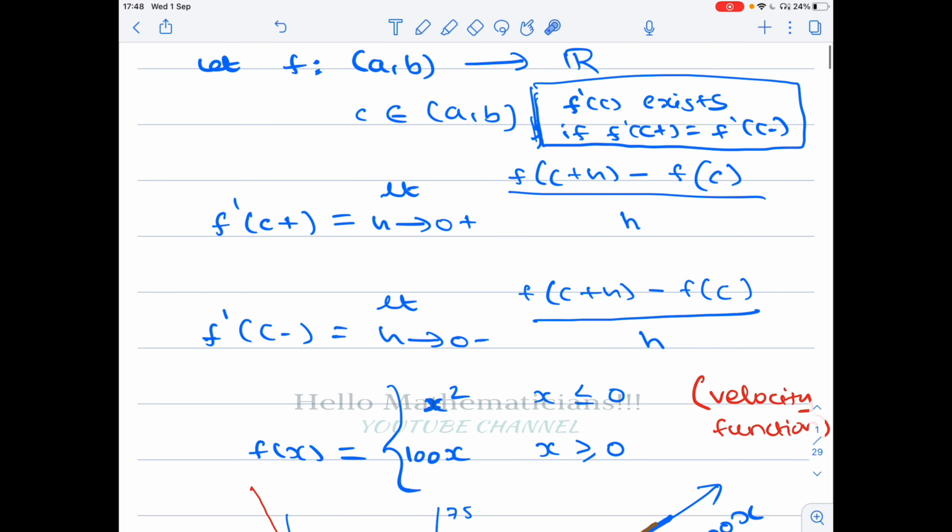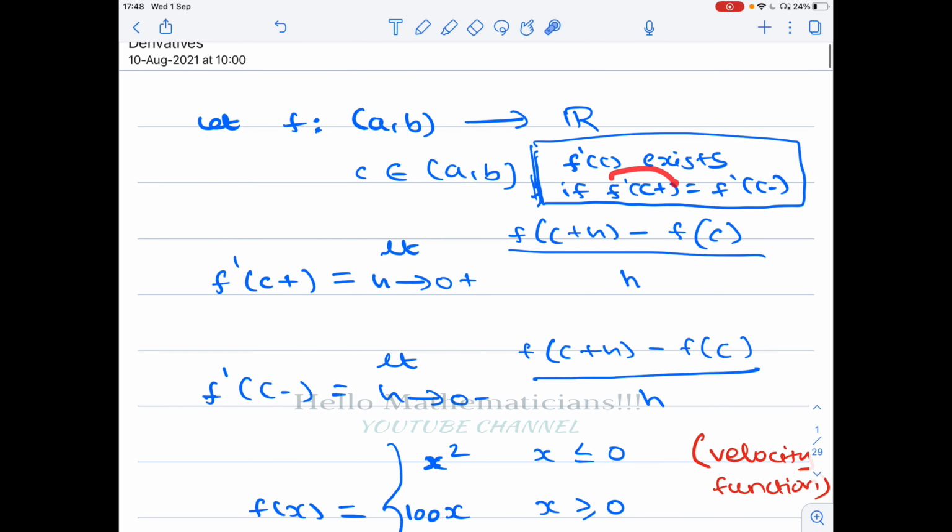Similarly, the left derivative is the limit h tends to 0 minus. So here you are approaching 0 from the left side. If this limit exists, we call it the left derivative. And if the left derivative and right derivative are equal at a point c, then we say that f prime of c, the derivative of the function f at the point c, exists. The common value is said to be the derivative value. We define it to be f prime of c.